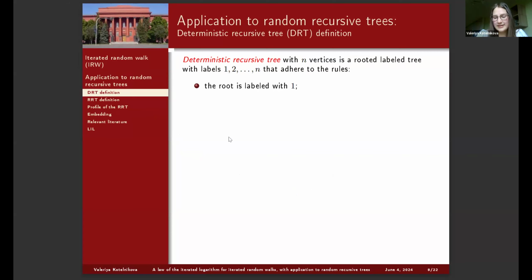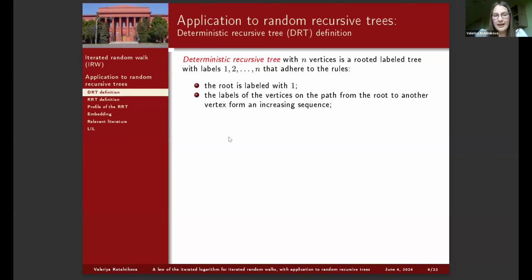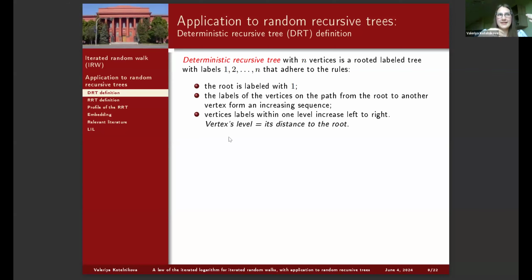First, the root is always labeled with 1. The second rule is that the labels of vertices on a path from the root to another vertex down the tree form an increasing sequence. And the third rule is that the vertex labels at a fixed level increase from left to right. By the level of a vertex, here and after, we mean its distance to the root.